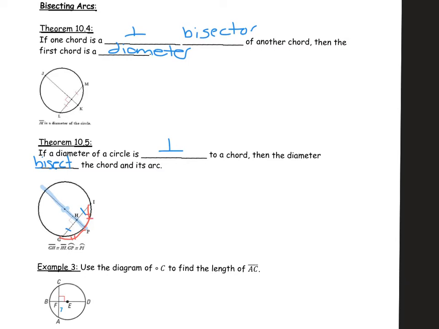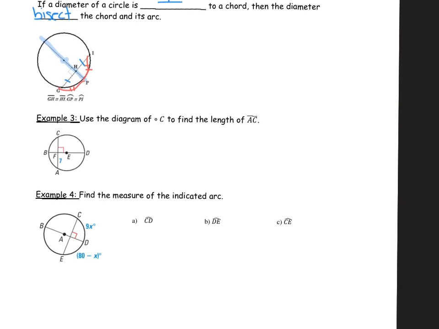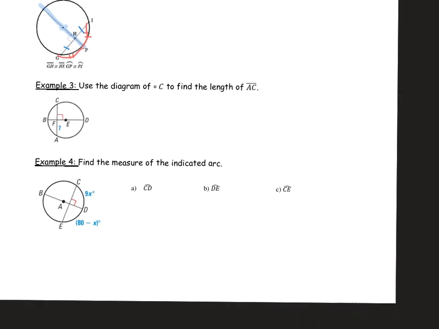So we can use this to do a couple examples. So example 3 says, use the diagram of circle, that should say circle E. I apologize for that typo. It should be circle E, to find the length of AC. So we can see that BD is the diameter, goes right through the center of the circle. We can also see that it is perpendicular, which means it's cutting AC completely in half. So if AF is 7, then AC must also be 7.